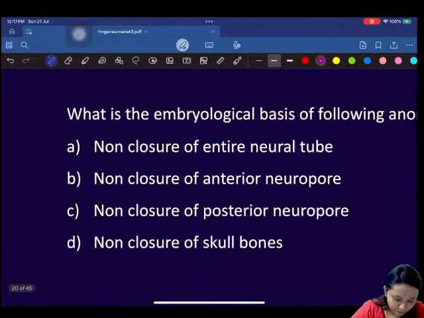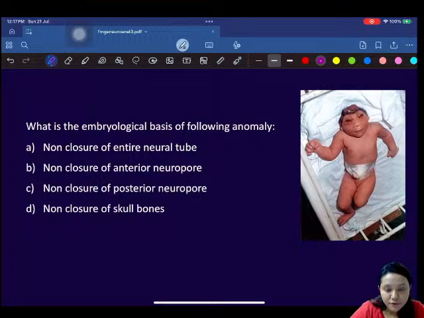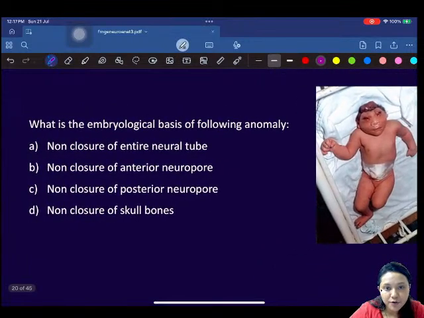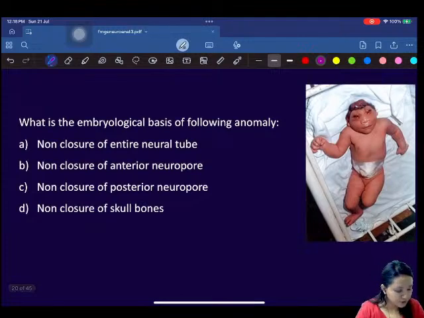Okay. Now I want a quick answer for this question. What is the embryological basis of the following anomaly? First of all, they have given this image, and they have given non-closure of entire neural tube, non-closure of anterior neuropore, posterior neuropore, and non-closure of skull bones. Anybody who wants to answer this, just now we have discussed what this condition is. In the chat, anyone who wants to answer, what is the embryological basis of the following anomaly? First, what is this anomaly?